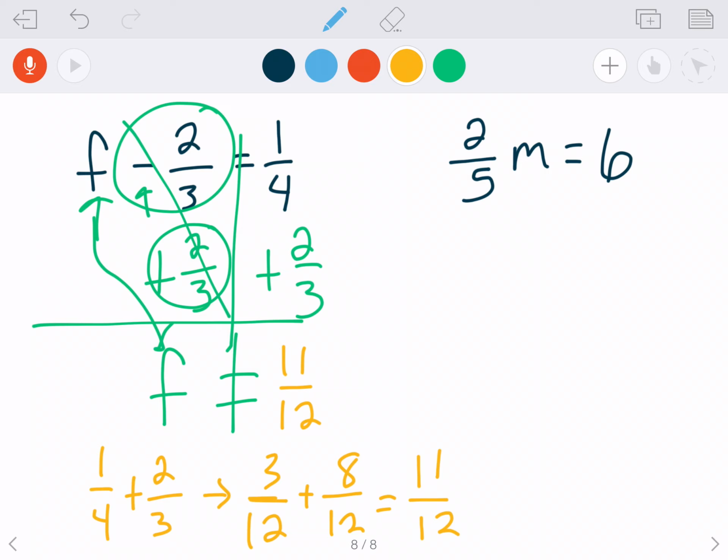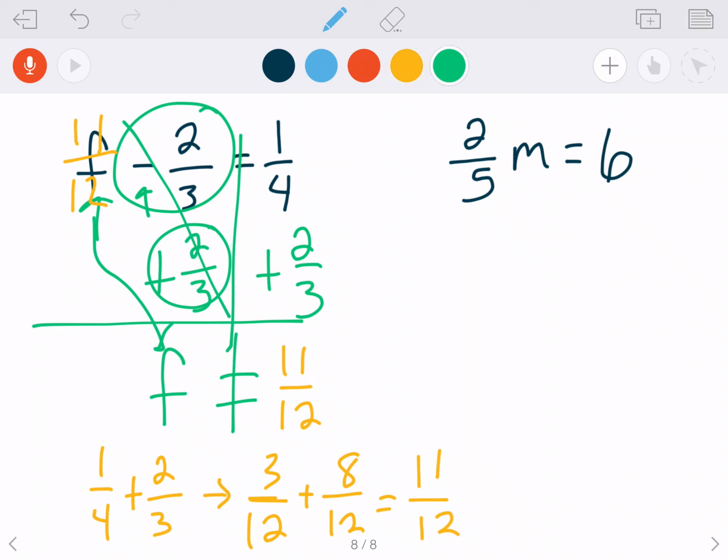And for sake of space, I'm not going to check my work, but you always want to plug that in, okay? So if I were to plug in 11/12 for F and subtract 2/3 and find common denominators, would I get to 1/4? Yes, I would.